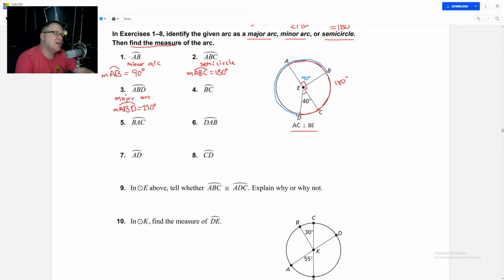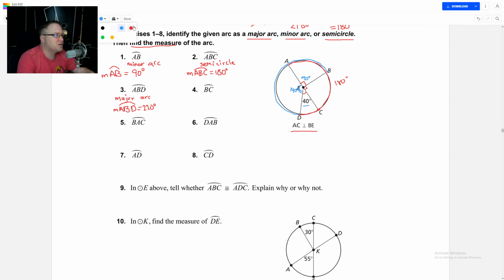But what about A to D? Well, we don't know that yet, but it's easy to find out because we know that from A to C is half of a circle, which is 180. And this part here is 40. That means this from A to D has to be 180 minus 40. So that means it's going to be 140 degrees. This angle right here, from here to here, is 140. So that means from D to A is 140, and from A to B is 90 degrees. So the whole thing is going to be 140 plus 90, which is 230.